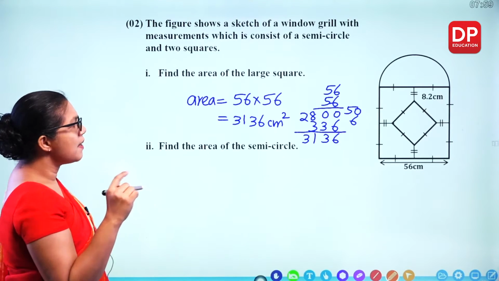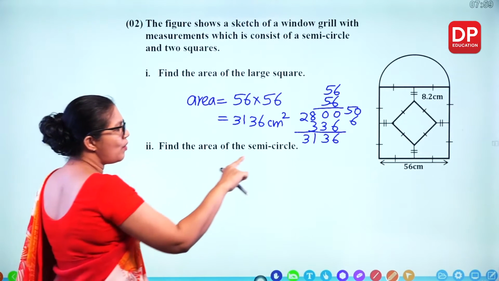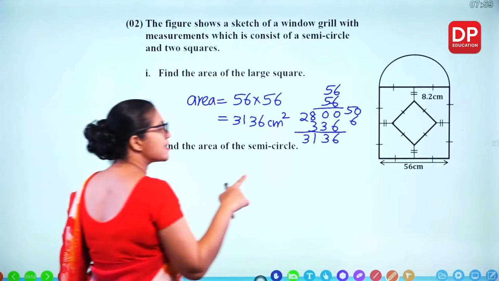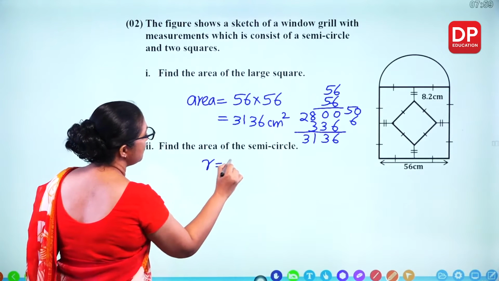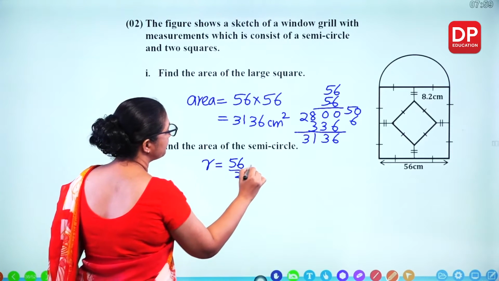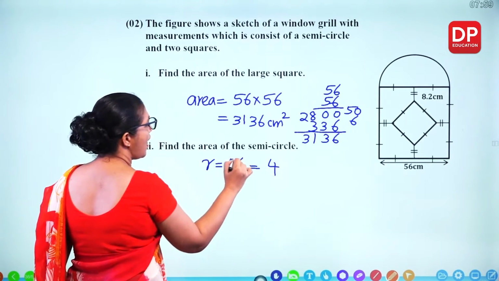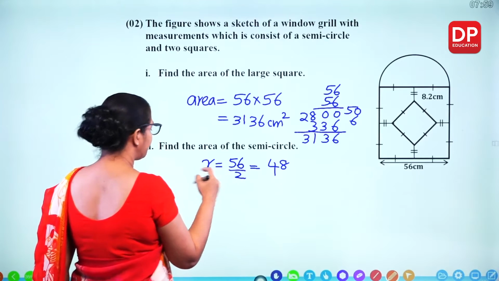Find the area of the semicircle. We know the diameter is 56. So what's the radius? 56 divided by 2. 4 and 8. So 40.